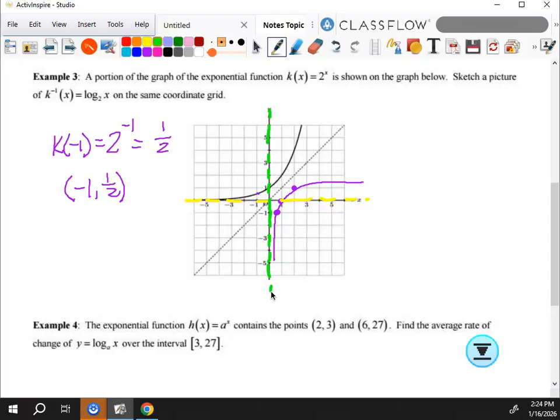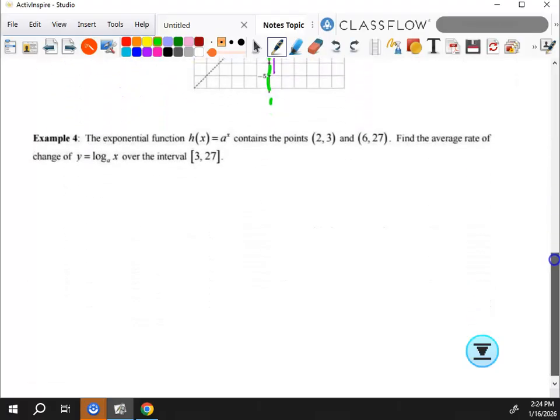And again, on the actual exam, and even on probably most all of my exams, you're not going to have to actually graph, but to understand this stuff, it does help us to actually graph them and understand the graphs on the notes. Okay, example 4 here.